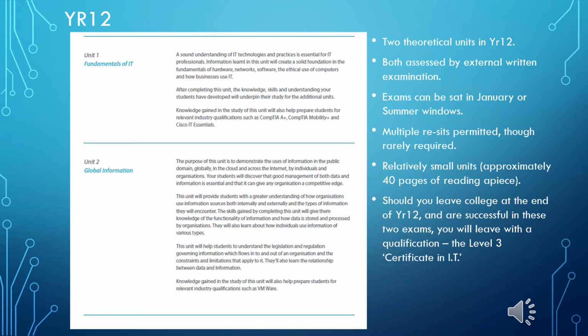Both of these units are assessed by external written examination. These exams can be sat in January or the summer windows. Multiple resits of these tests are permitted, though rarely required. These are relatively small units, with just 40 pages of reading apiece. And should you leave college at the end of Year 12, perhaps to go for a modern apprenticeship at an establishment, then you will leave with a qualification, the Level 3 certificate in IT.